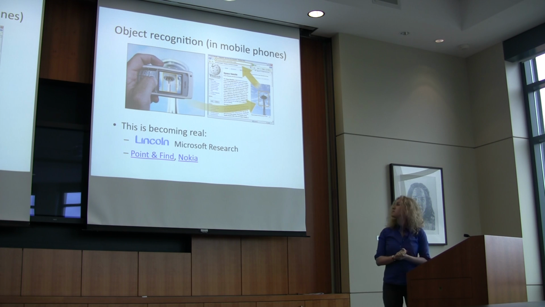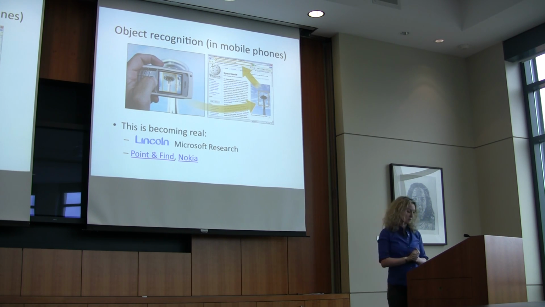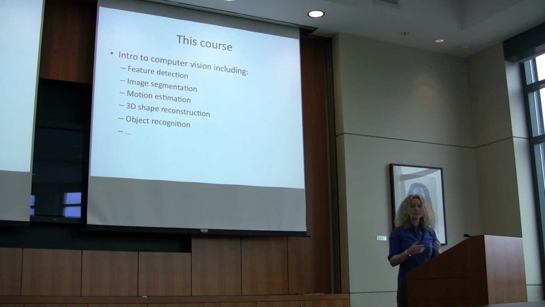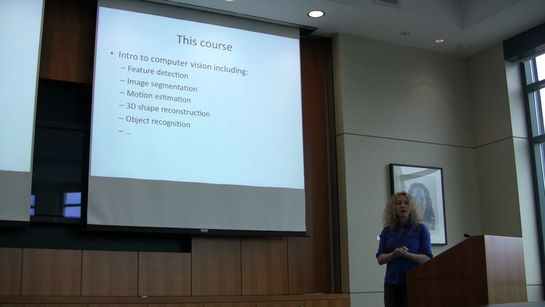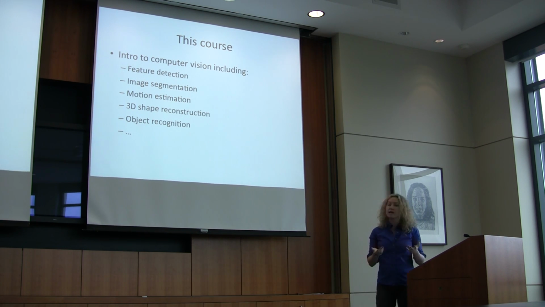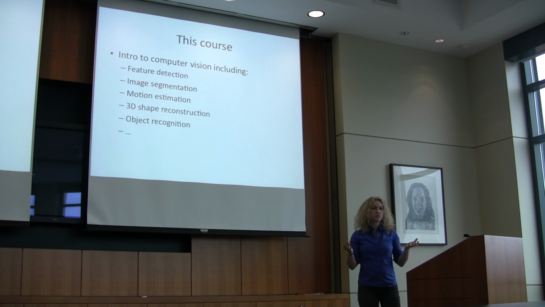Object recognition, of course: we want to snap pictures with our phone and be able to recognize the scenes, and get some extra information about what we see. This is becoming real. In the course, we'll make an introduction to different methods in computer vision: feature detection, how to do segmentation of objects and images, motion estimation, how to reconstruct 3D shapes from images, which are 2D data, object recognition, and so on.